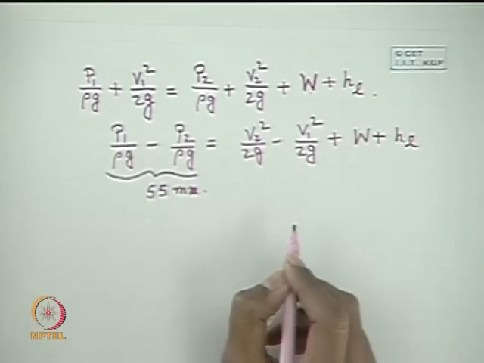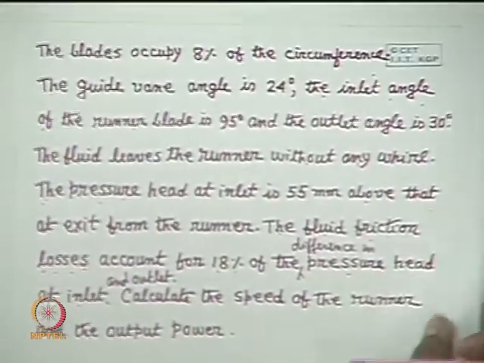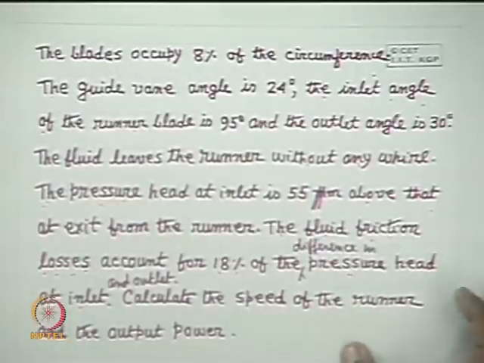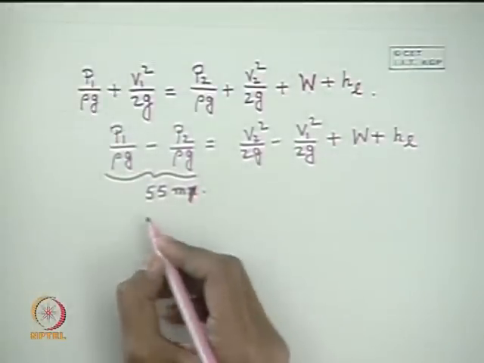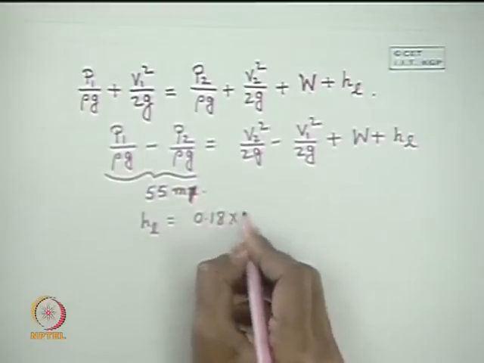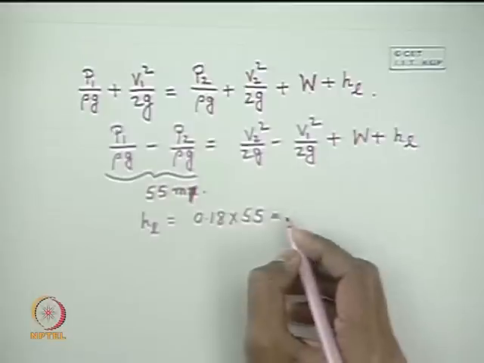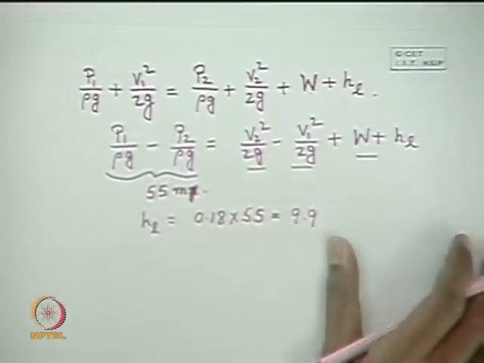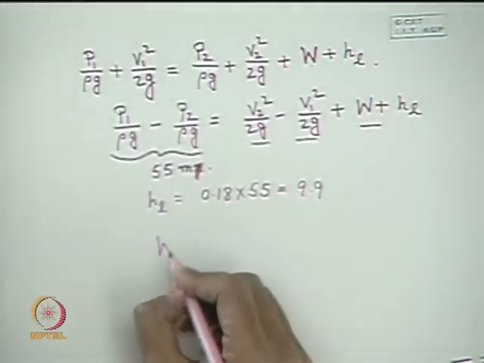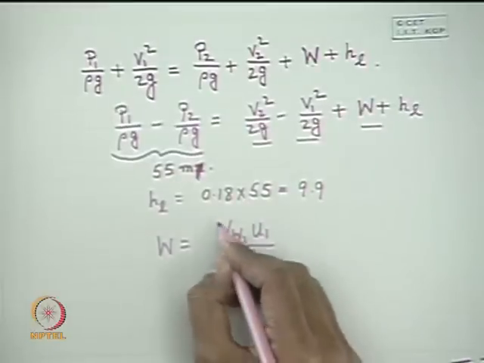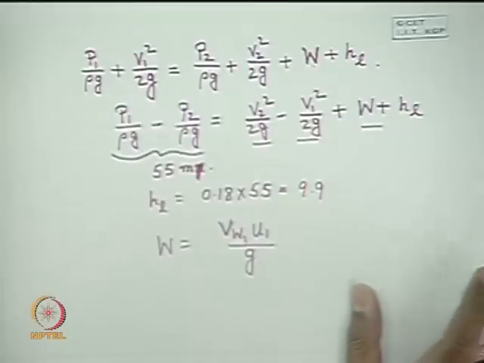I am sorry, this is not 55 millimeter, this is 55 meter. This cannot be so small, the difference between the pressure heads. It is 55 meter, I am sorry. HL, according to the problem, is 18%, 0.18 into 55, so this is 9.9. Now we don't know V1, V2 and W. But W we can express as W is equal to VW1 U1 by g, where VW1 is the tangential component of velocity at inlet, U1 is the rotor speed, and g.